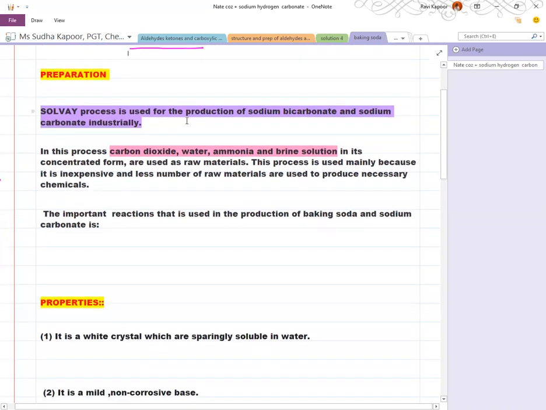First, the preparation. It is done by the Solvay process, also known as the ammonia soda process. Four important things are required in this process: carbon dioxide, water, ammonia, and brine solution. Brine is NaCl plus water, taken in concentrated form. This process is inexpensive, and fewer raw materials are required for the preparation of baking soda.